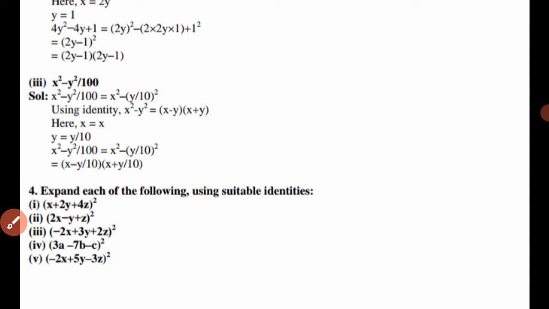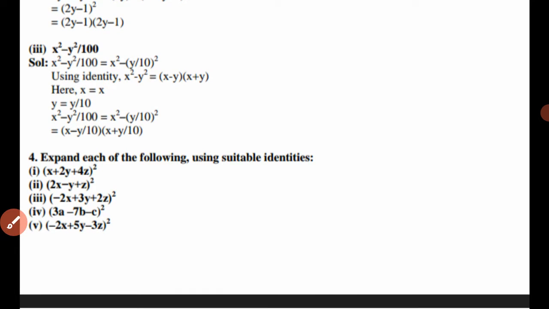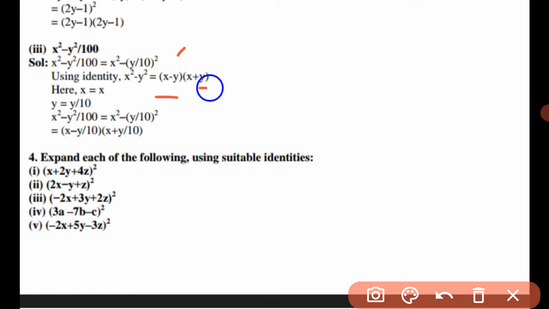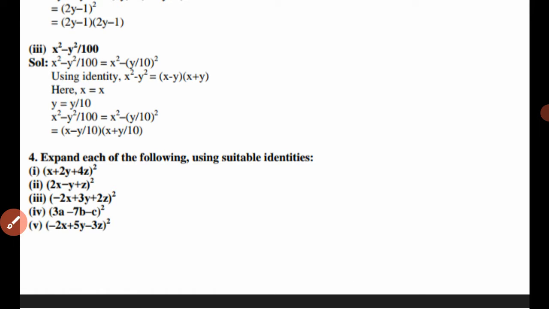Now after this, see third part. In third part, x square minus y square upon 100. So first of all we can write it in this form, x square minus (y upon 10) whole square. So using identity, x square minus y square equals (x minus y)(x plus y). So value of x is x and here in place of y it is y upon 10. So by putting, x square minus y square upon 100, that is x square minus (y upon 10) whole square. So we can write it 2 times, that is (x minus y upon 10) and (x plus y upon 10). So this will be the answer. So in this way we can do this question. Now remaining part you can try yourself.